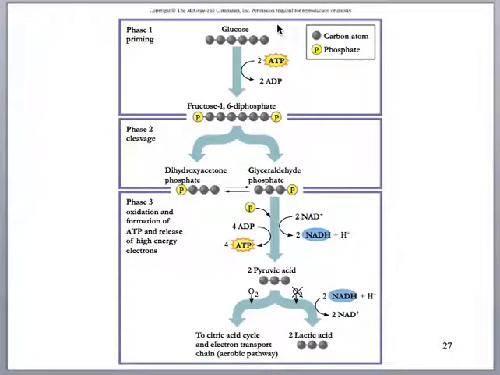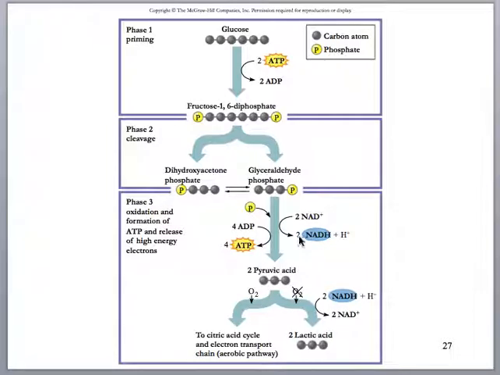There are 3 phases. Our energy investment phase is where we utilize 2 ATP. We put in energy. Then we have our cleavage phase, where we take our 6-carbon glucose and cleave it into 2 3-carbon molecules. Each one of these will enter into phase 3, which is the energy harvesting phase. With both of these 3-carbon molecules entering this phase, we get 4 ATP back, which gives us a net gain of 2 ATP total.